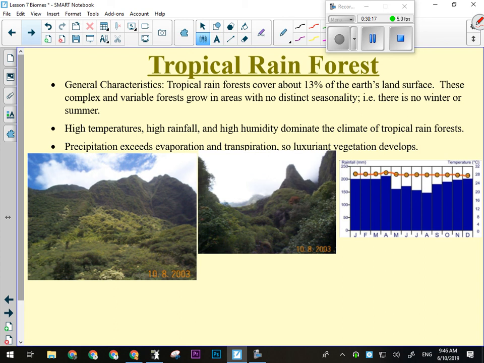All right, so they're complex, they're variable, and they grow in areas with no distinct seasonality. In other words, look at the climatogram. Look at our temperature line. Is there a bell curve? Is there a definite summer and winter in that line? No, it's the same temperature all year round. So no distinct seasonality. And we can also see that there's a lot of precipitation. The driest month is 150 millimeters of rain.